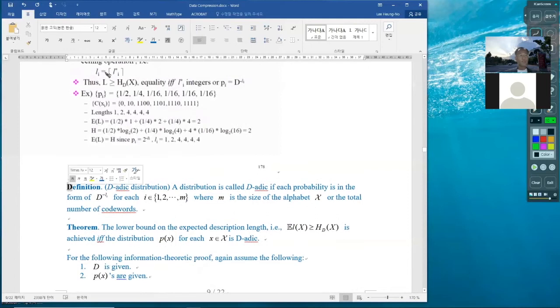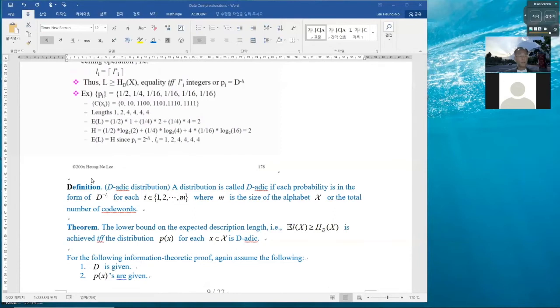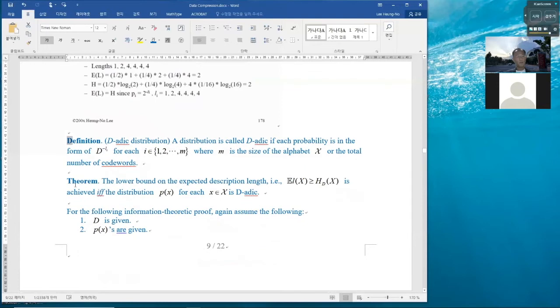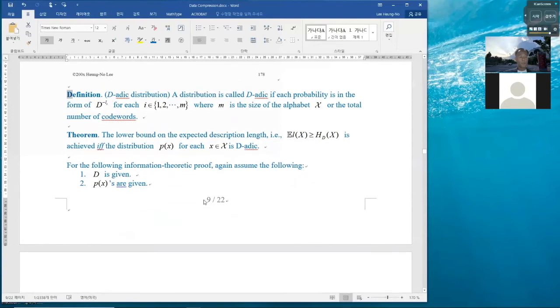So here is the definition of a dyadic distribution. A distribution is called dyadic if each probability is of this form for each i, where n is the size of the alphabet, or the total number of code words. So the following theorem holds. The expected length, the expectation of Lx, is lower bounded by HD of x, and this equality is achieved if and only if the distribution is dyadic. Okay, the proof was already given, so I will skip it.